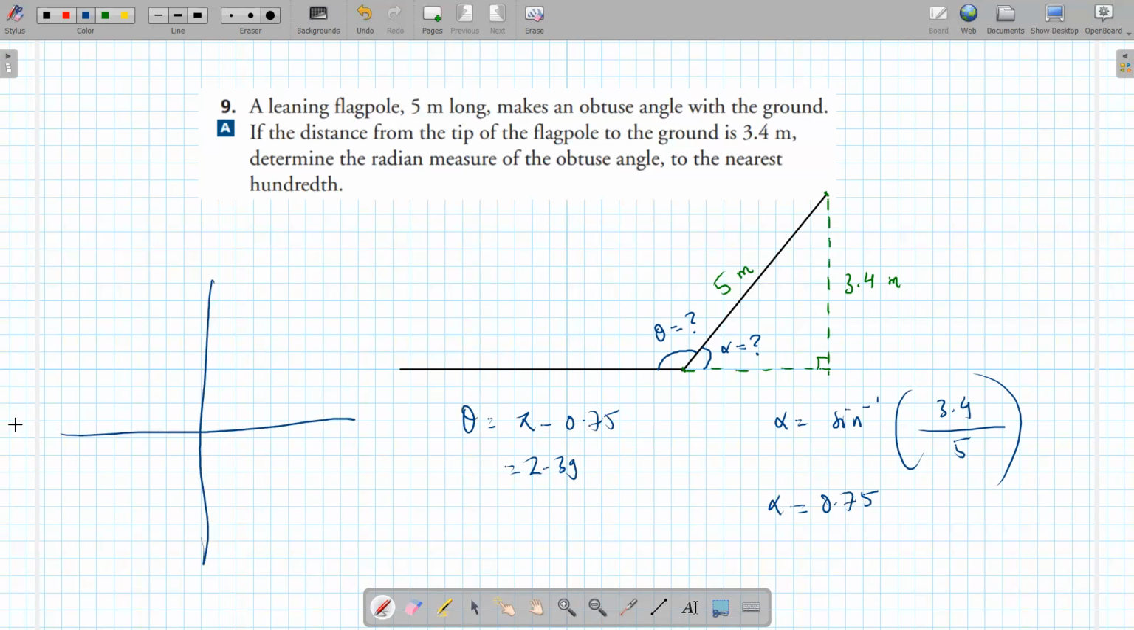2.39 is less than 3.14, which is pi, but it's more than pi over 2. Pi over 2 is like 1.57. So it's going to be in quadrant 2. And that makes sense because this is an obtuse angle. Obtuse angle is more than 90, less than 180. So this angle here being 2.39 fits into the picture.